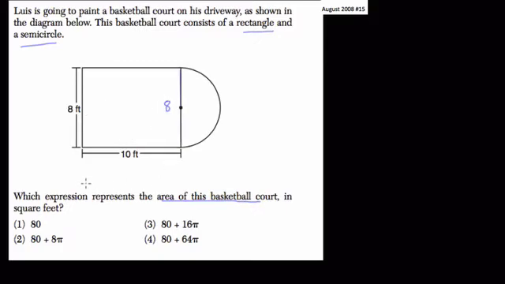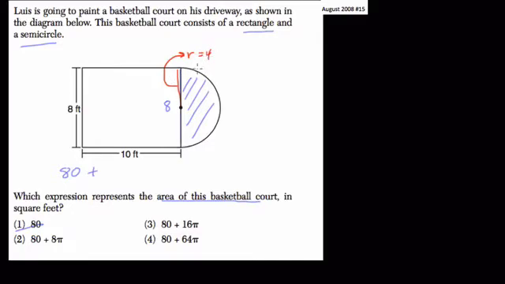So the area of the rectangle is going to be 80, right? That's the rectangle. And here, you can eliminate choice 1 because it's going to be 80 plus this semicircle right here. The semicircle is half of a circle, and one circle would be what? Well, if the diameter is 8, that means that the radius, this piece right here, is half of that. So the radius equals 4.